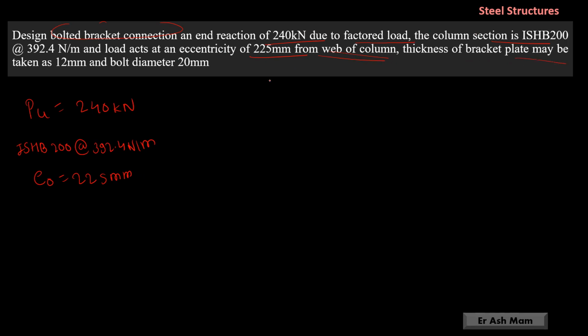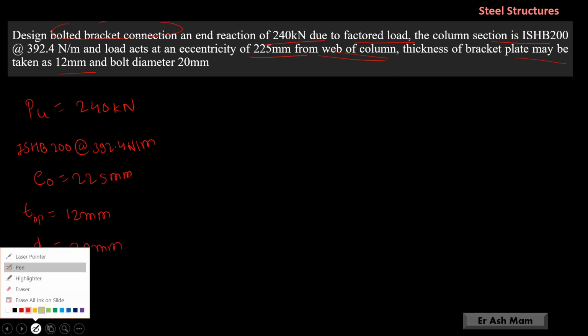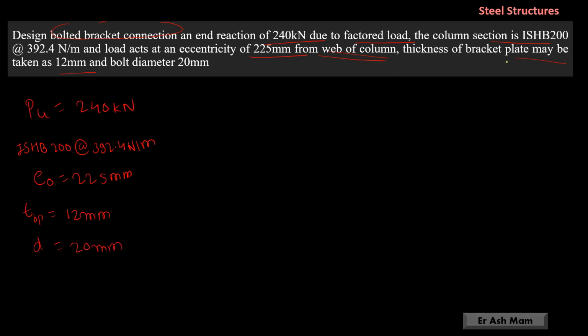Thickness of bracket plate may be taken as 12 mm. Thickness of bracket plate equal to 12 mm. And bolt diameter d equal to 20 mm is given. So one column of size 200 mm is given.